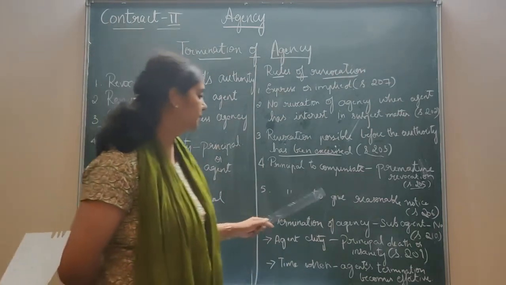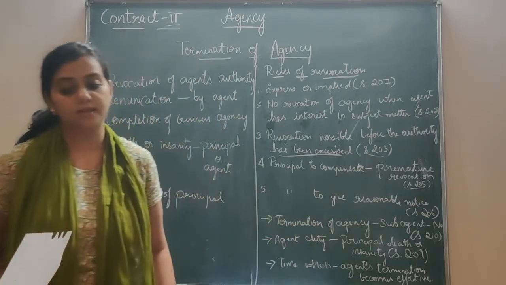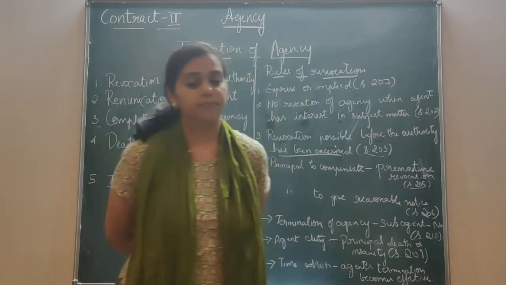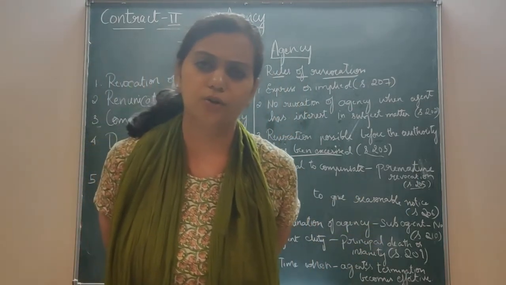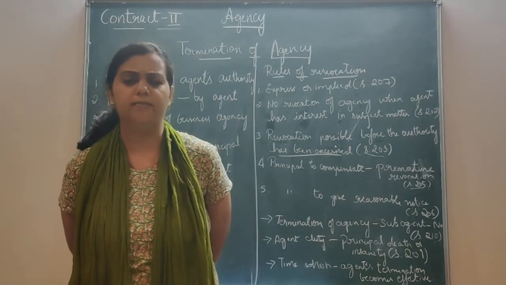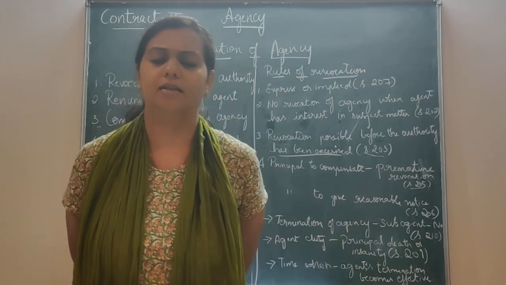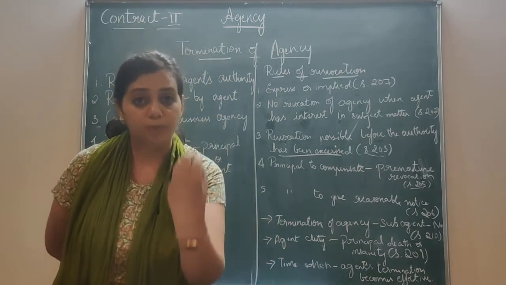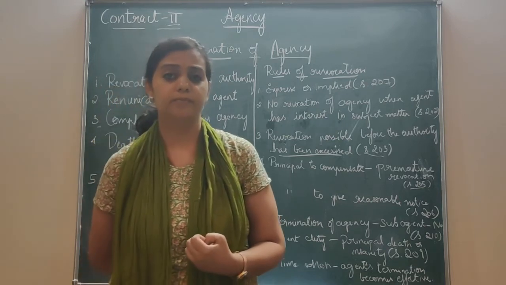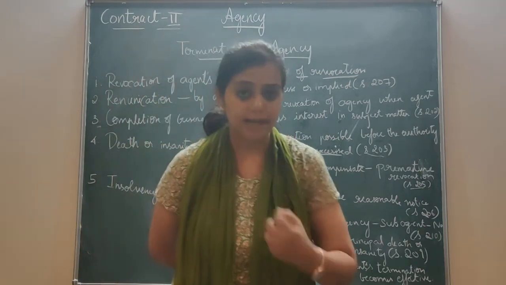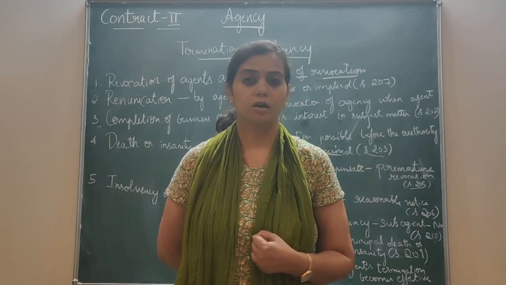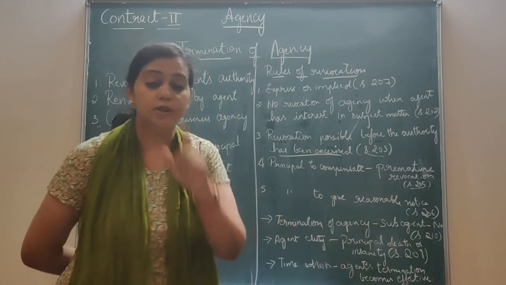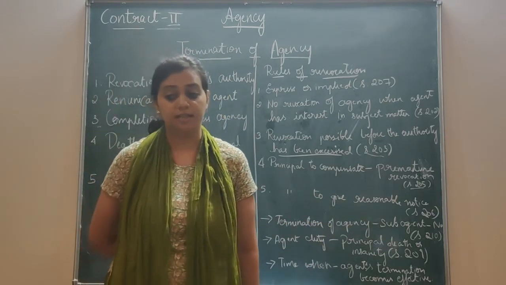Now the fifth point is that the principal must give reasonable notice of revocation. That's given under section 206. From the previous point, we got to know that if he is revoking, he cannot revoke all of a sudden. He has to give reasonable notice, certain time, and proper justification for why he is revoking it. So giving reasonable notice is the principal's duty under section 206.